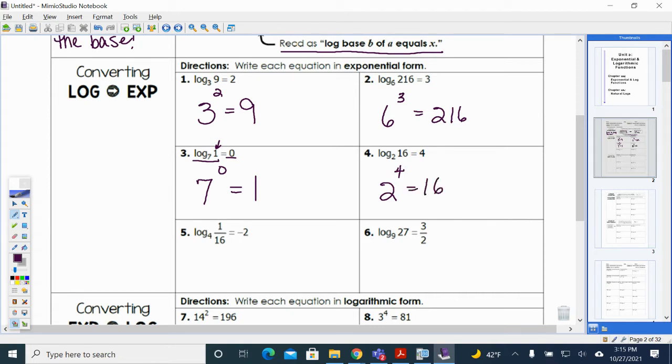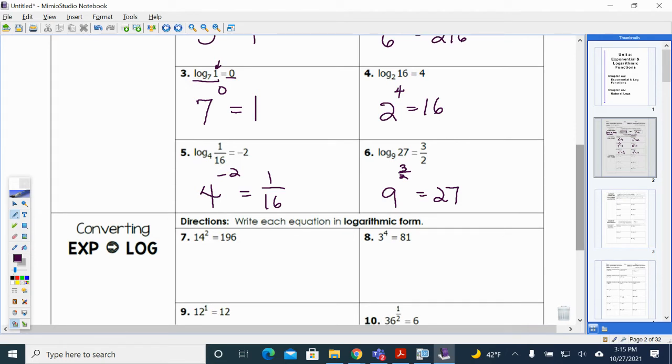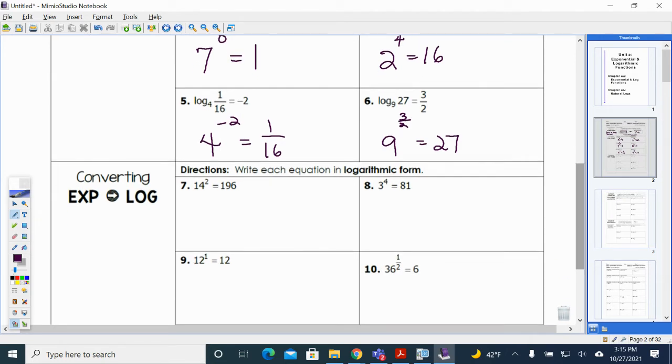Number 5 would be read 4 to the negative 2 is equal to 1/16, which we get from these negative exponents. If you think back to the previous chapters, negative exponents are going to create fractions because we end up having to flip. And then number 6, 9 to the 3/2 power is equal to 27. Now that exponent of 3/2 is going to involve a radical, and that was that chapter that we had on radical equations.